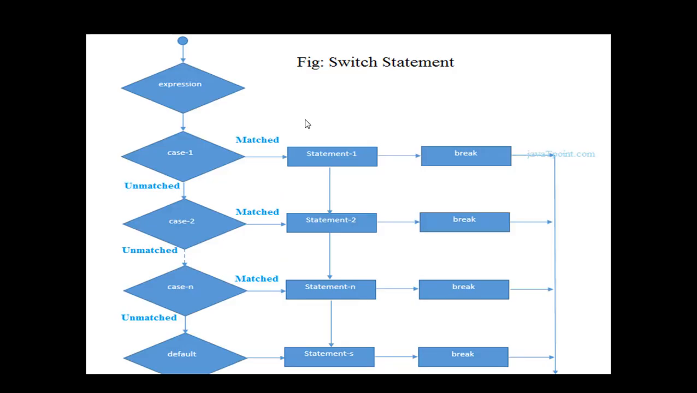This is the flowchart of the switch statement in C language. First of all, the expression is evaluated. If the expression value matches case 1, then statement 1 is executed. Then the break statement is encountered, which exits from the switch case. Otherwise, the expression is matched with case 2 and so on.